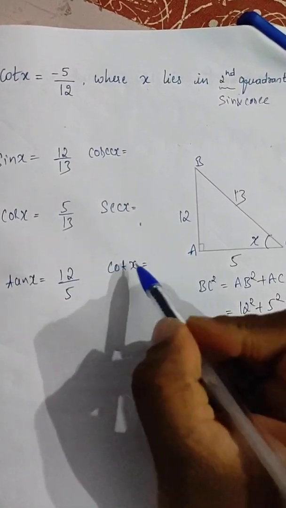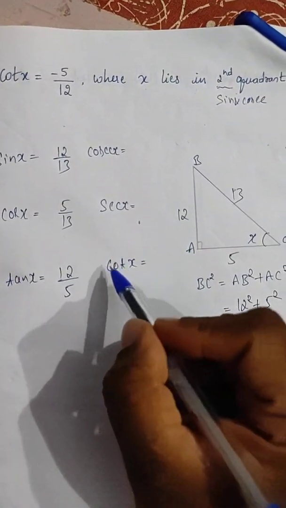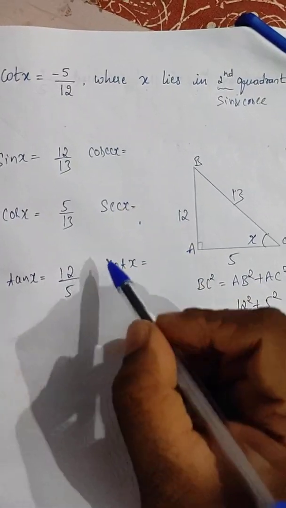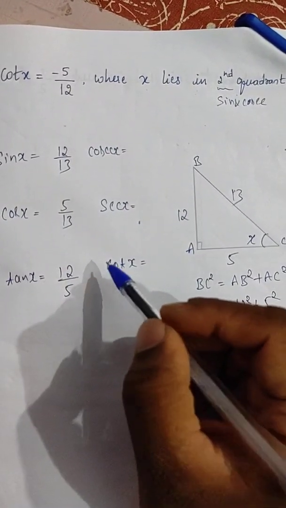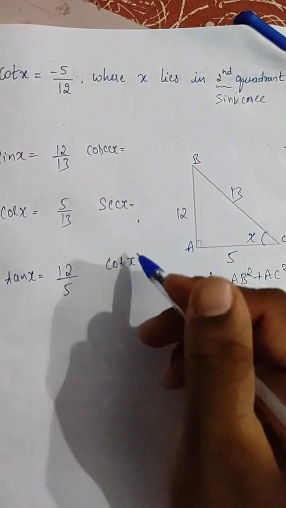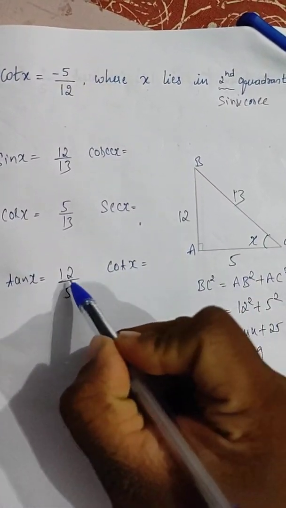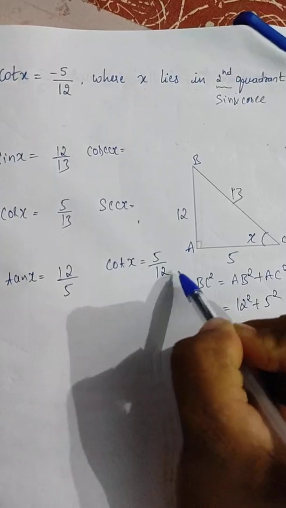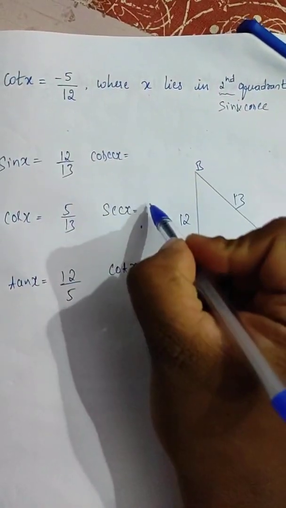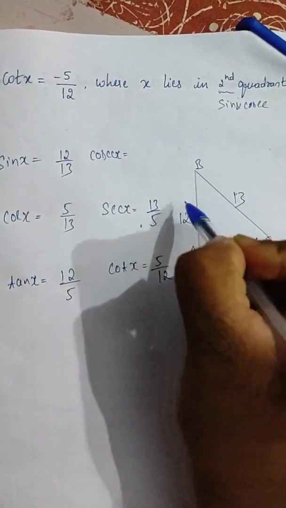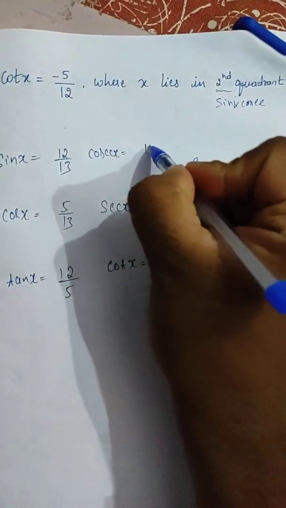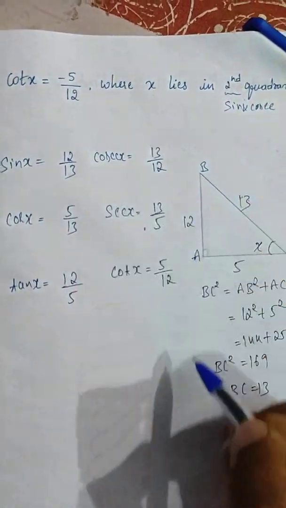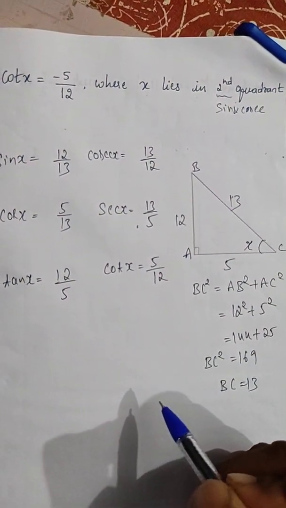Now we'll write the ratios of cot, secant and cosecant. Cot, secant, cosecant are easy. Just write the reciprocals. So cot is the reciprocal of tan, that is 5/12. Secant you write 13/5 and cosecant you write 13/12. Is it clear? Is it easy? So now the last step.